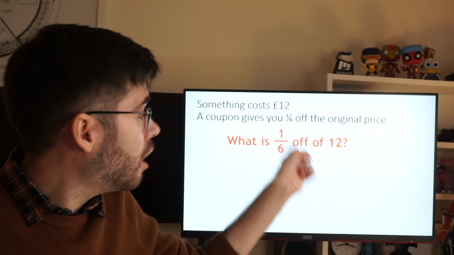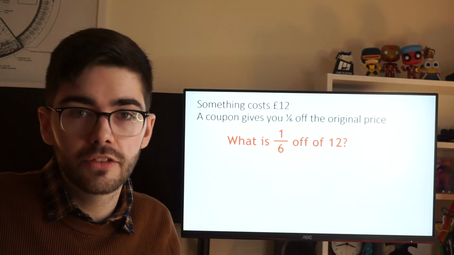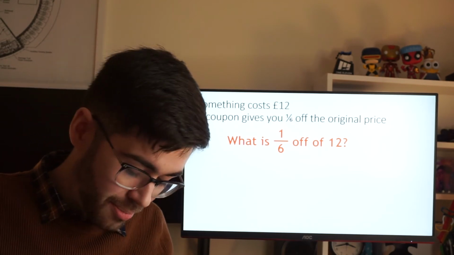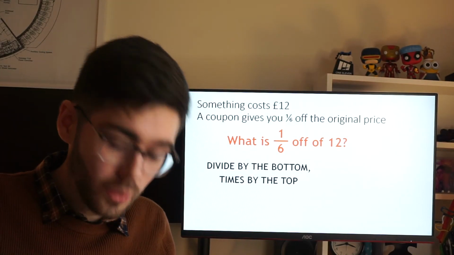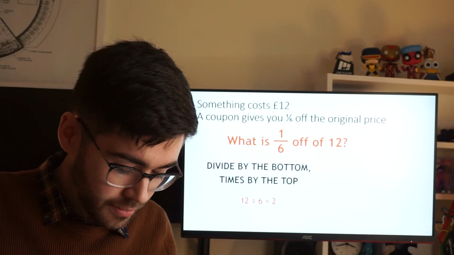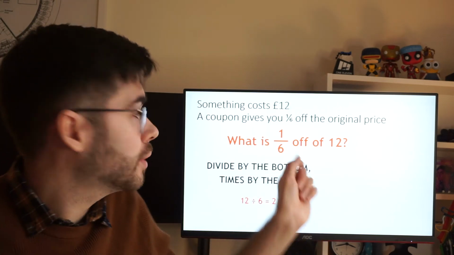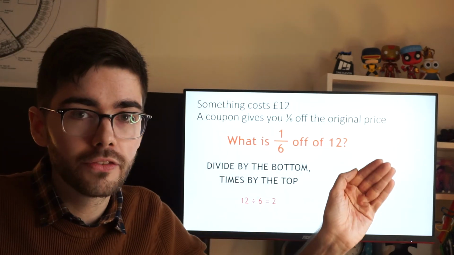What is a sixth off of 12, okay? We have to find the sixth first of all. What's a sixth of 12? We do our method. Divide by the bottom, times by the top. 1/6 of 12 would be 12 divided by the bottom number 6, which gives us 2. So a sixth of 12 is 2. But we don't want that. We want a sixth off of 12, okay?